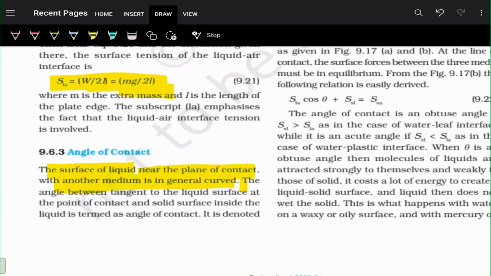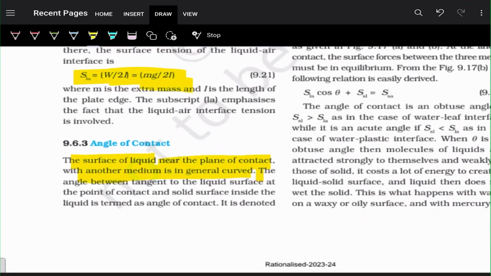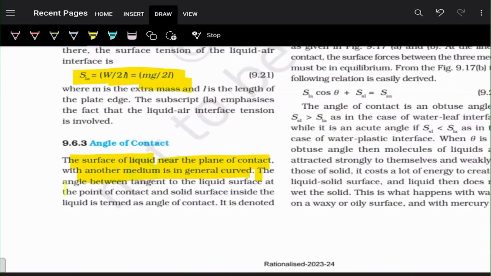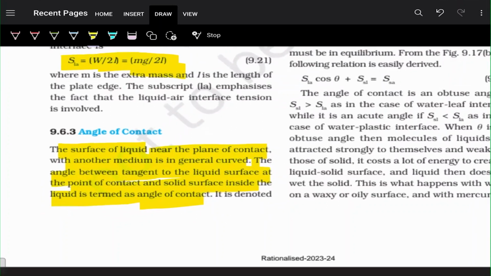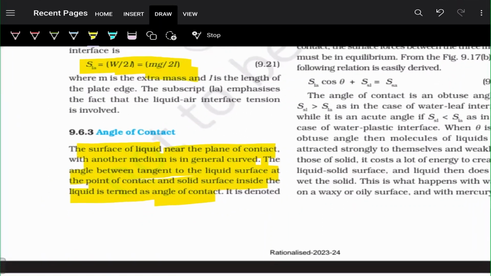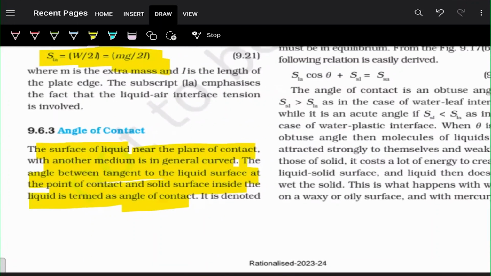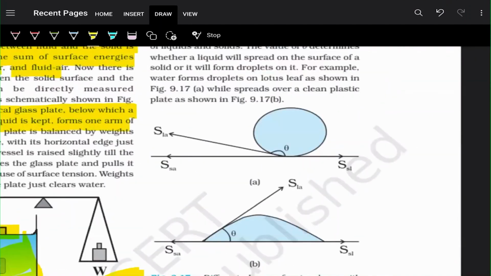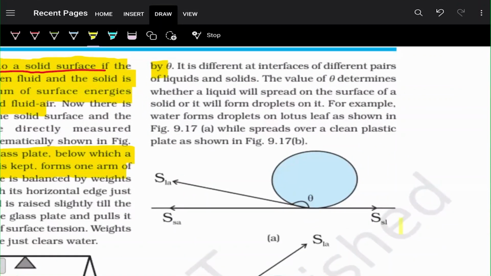What is angle of contact? The angle between tangent to the liquid surface at the point of contact and solid surface inside the liquid is termed as angle of contact. It is denoted by theta. Angle of contact denoted by angle theta. It is different at interfaces of different pairs of liquid and solid.